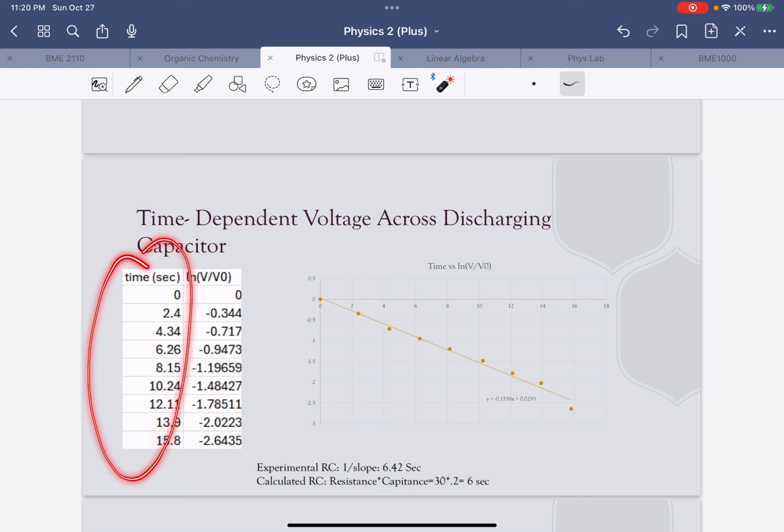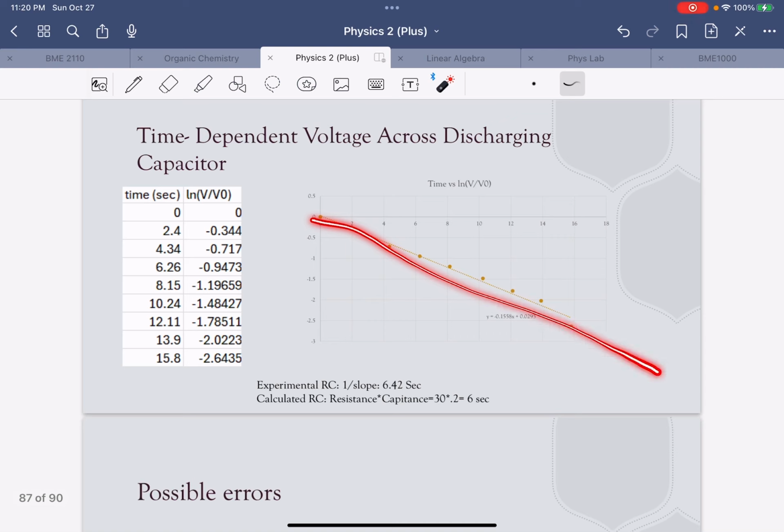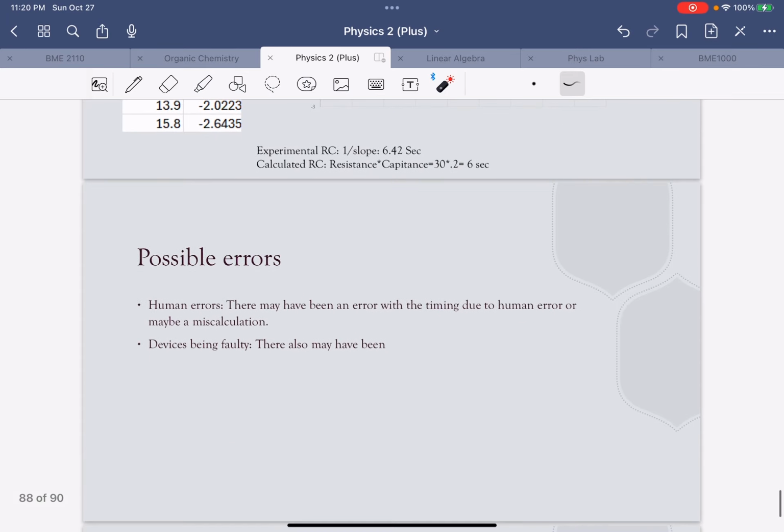Here's the time and the natural logarithm of V over V initial. And this was our line. And then our experimental RC was 6.42 seconds by using 1 over slope. And our calculated RC was resistance times capacitance, which was 30 times 0.2, which was 6 seconds. So very close.